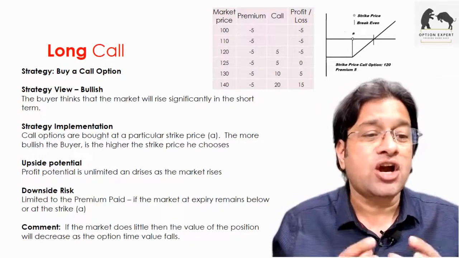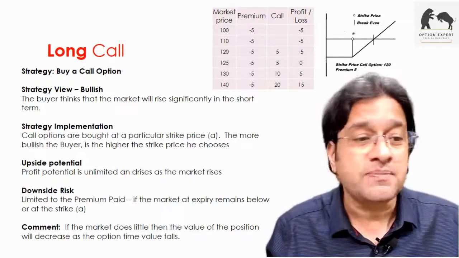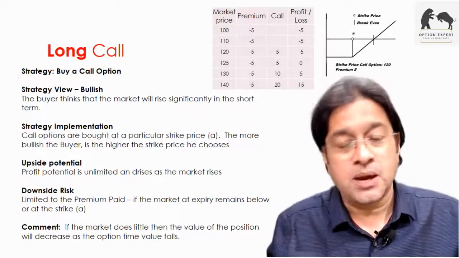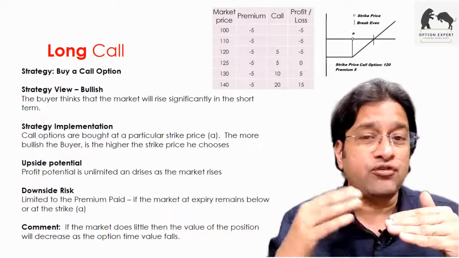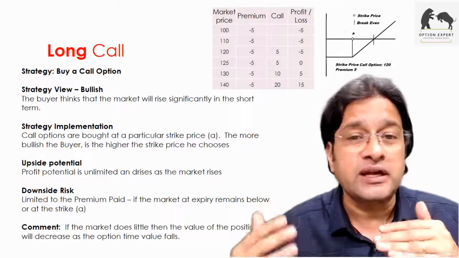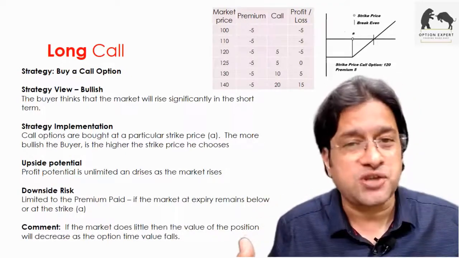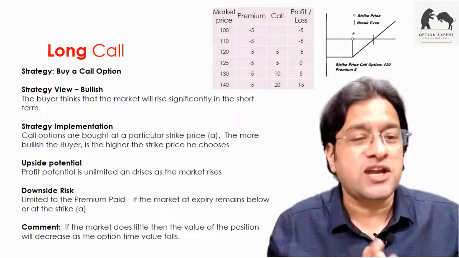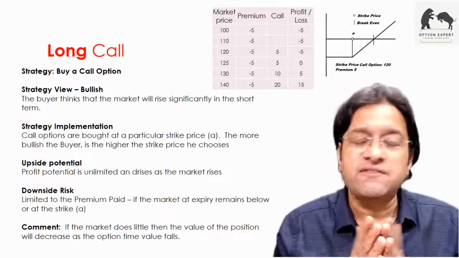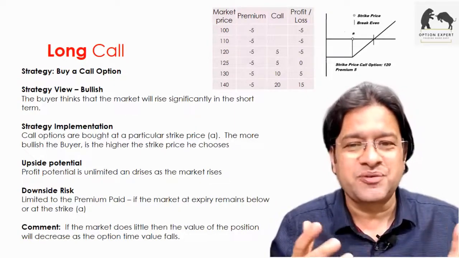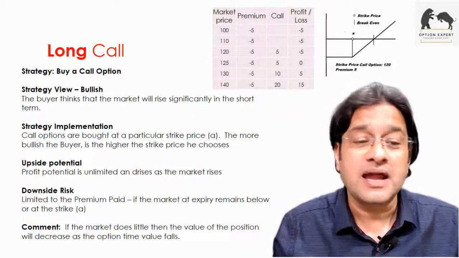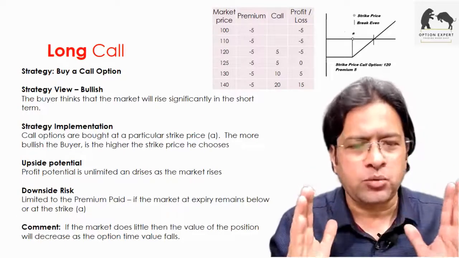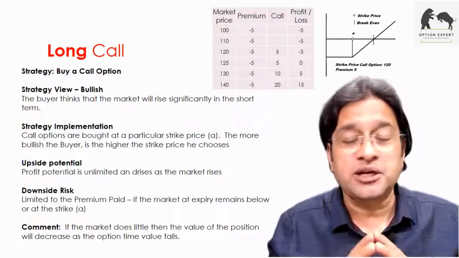The implementation is that call options are bought at a particular strike price. The more bullish the buyer is, the higher the strike price he chooses. If the stock is currently trading at 100 and you feel it is likely to go to about 120, you can take a 110 or 115 strike price, or even 120. The more bullish you are, the higher strike price you can choose. The upside potential definitely is unlimited. Even though the word looks attractive, the downside risk is limited to the premium paid. Whatever premium you have paid, it's only limited to that extent.